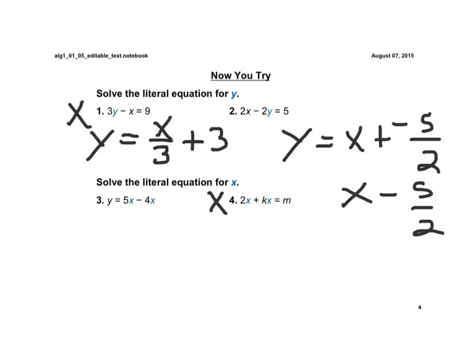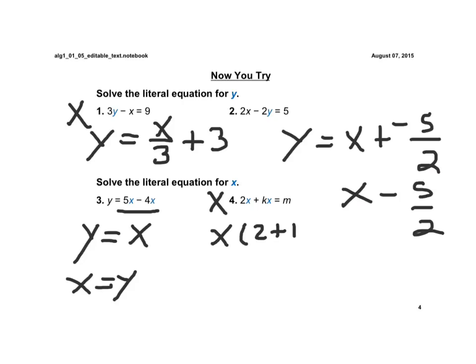Number 3 is a little bit easier because 5x and 4x in this case are actually like terms. So we get y is equal to, well, 5 minus 4 is 1x, so y is equal to x, which just means x equals y. And the last one, again, we'd have to undistribute that x to give us x times 2 plus k is equal to m. And then to solve it, we'd have x is equal to m divided by 2 plus k.